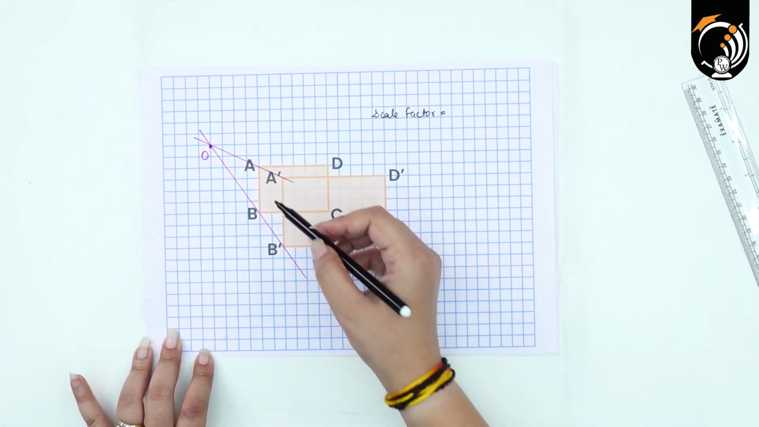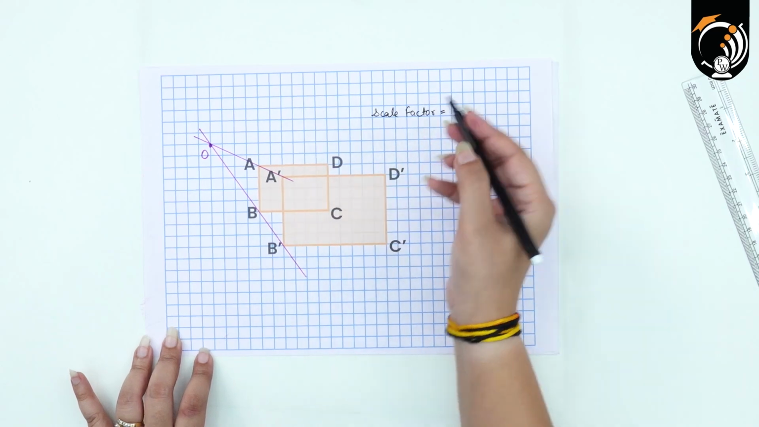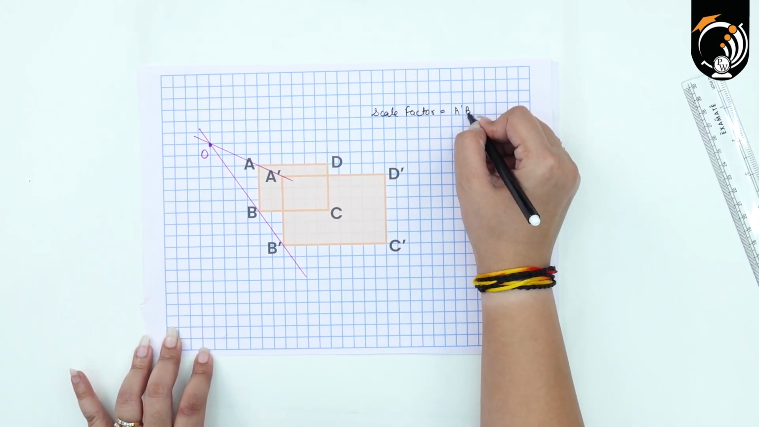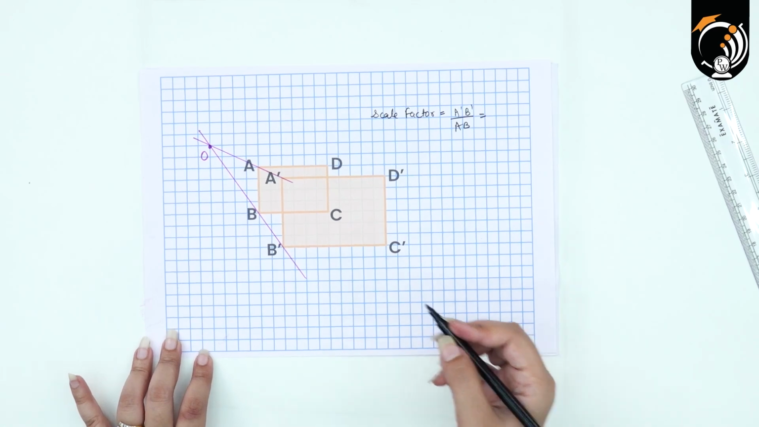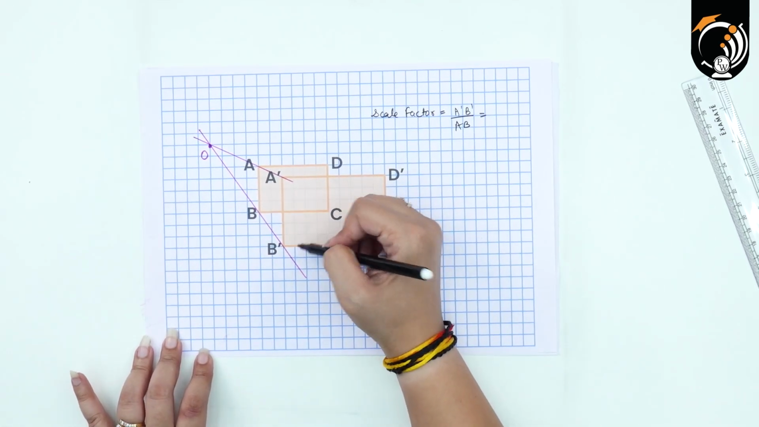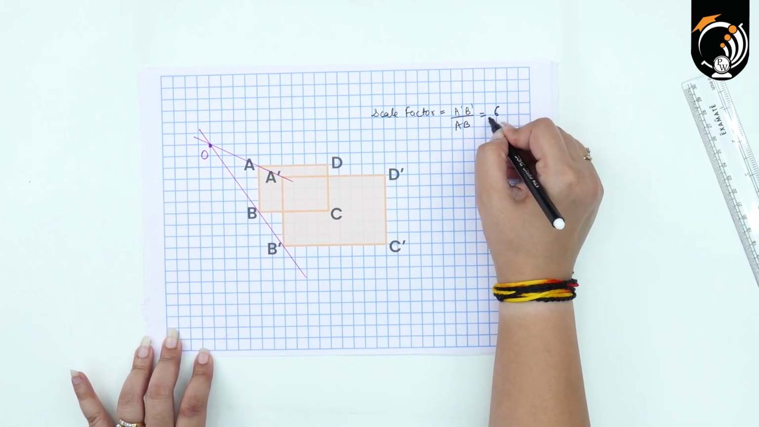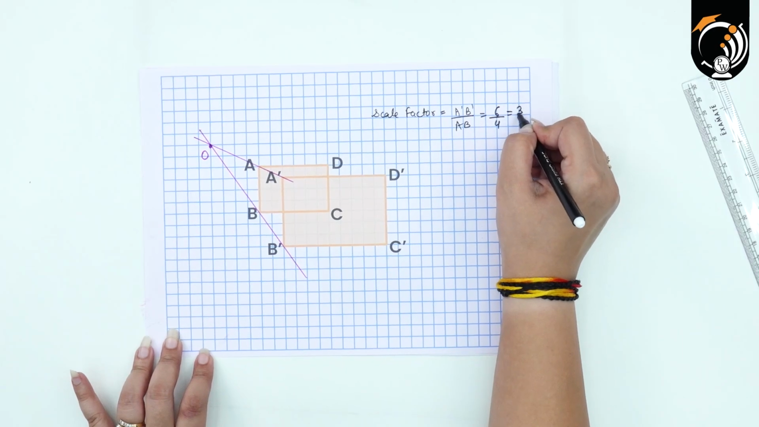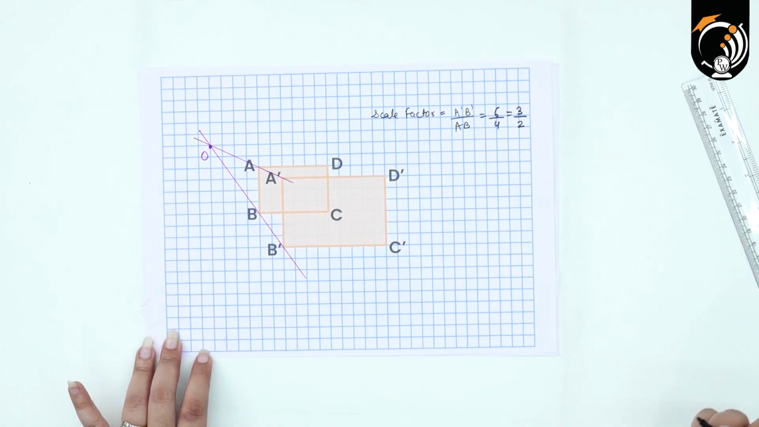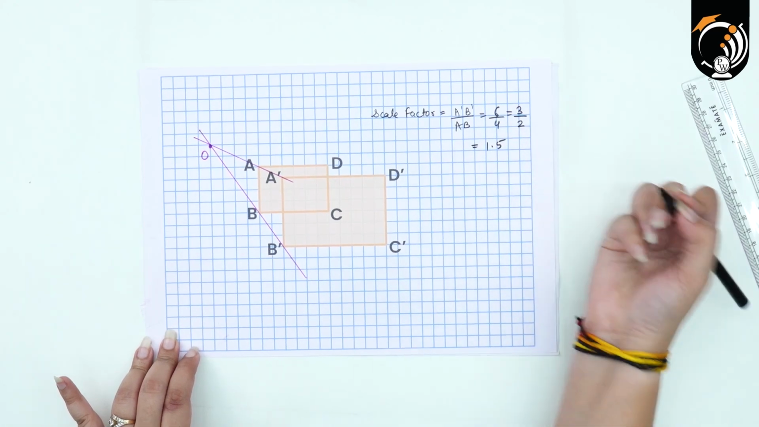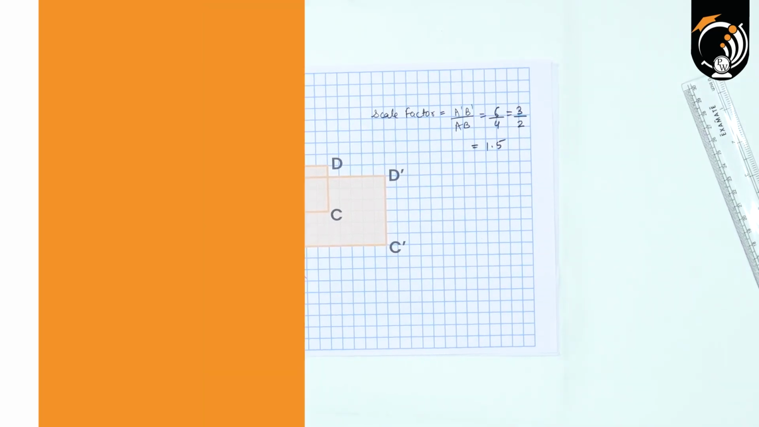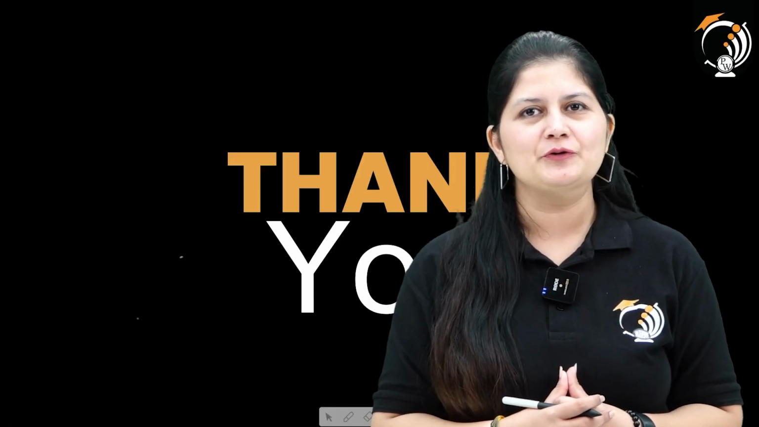Here the ratio of the sides is A dash B dash over AB. A dash B dash we can see as 6 units, while AB is 4 units. So the scale factor is 3 over 2, or we can write the scale factor as 1.5 here. Is that clear?